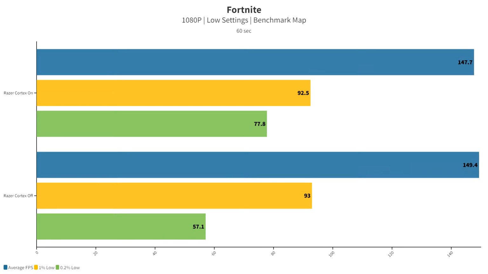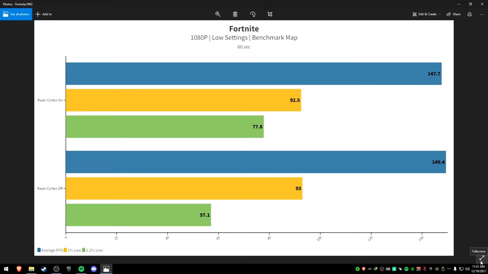I tested 1080p low settings on a benchmark map for 60 seconds, and you can see Razer Cortex actually had a decrease in FPS compared to my regular baseline test, which was about 150. The 1% lows and the 0.2% lows are about the same, besides Razer Cortex off having a little bit less on the 0.2%. Like I said, that's just benchmark variation. That's just what happens here and there, especially for my computer. My computer's not great, so I will get those types of numbers.